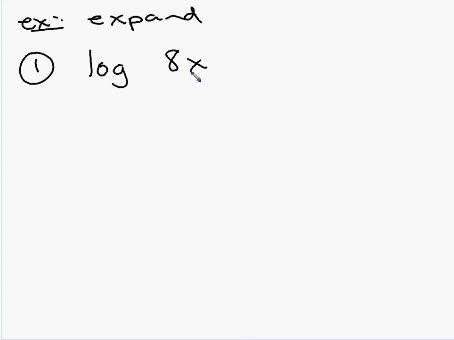If they give you the log of 8x and ask you to expand it, you just use the product property that says this is the log of 8 plus the log of x. Do you see why it's called expanding? Isn't it stretching the expression out? That's why it's called expanding. Okay, that was very easy.